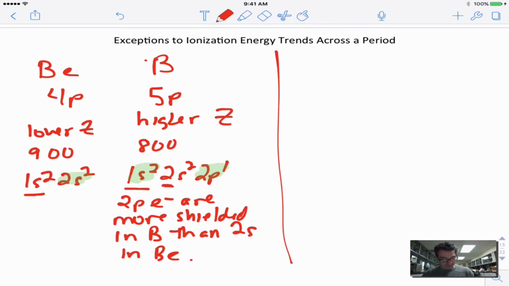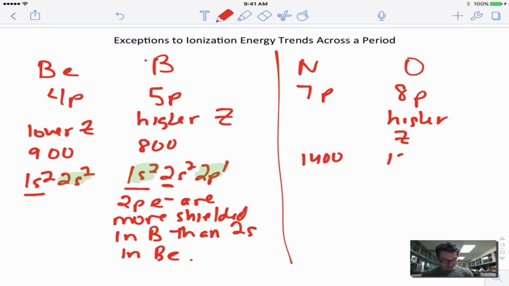The other exception was nitrogen and oxygen. So nitrogen and oxygen, again, this has 7 protons, this has 8 protons. So oxygen has a higher Zeff, or higher nuclear charge. When I look at the ionization energies, again, what I see is that nitrogen is around 1400 and oxygen is around 1300. Those are the ionization energies.